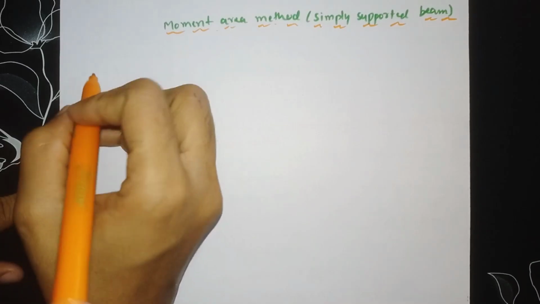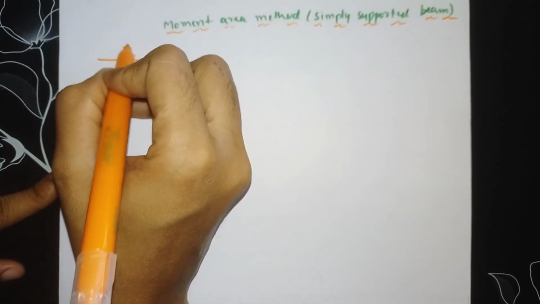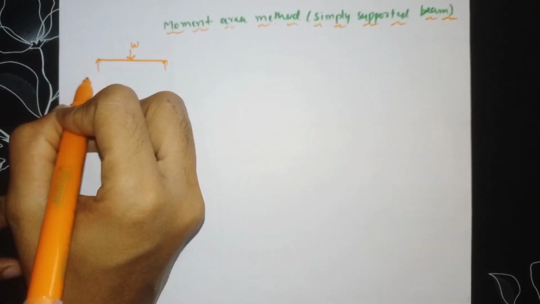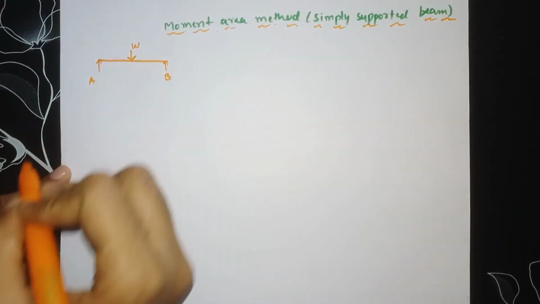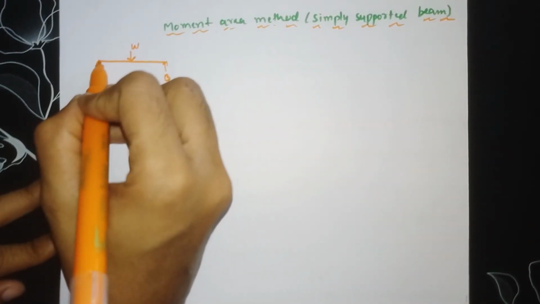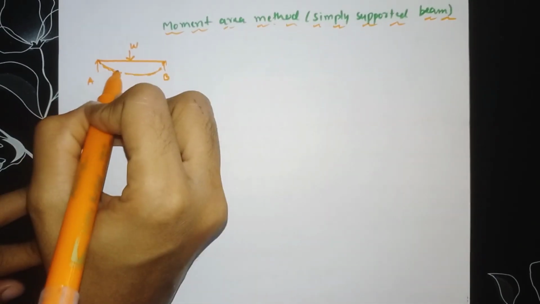Now consider a simply supported beam. Here the load W is acting. This is the point support A and support B. In the case of a simply supported beam, the load is acting at the center, which means it will deflect like this. The deflection will be like this.